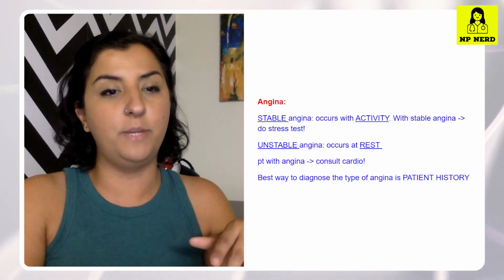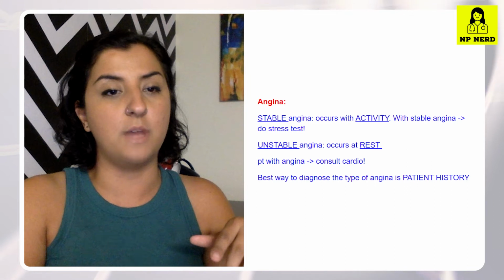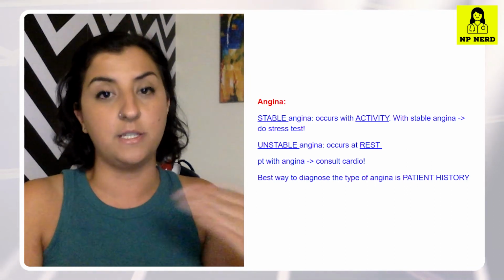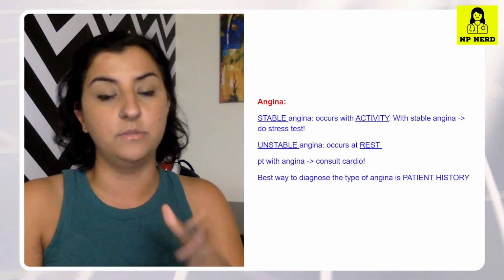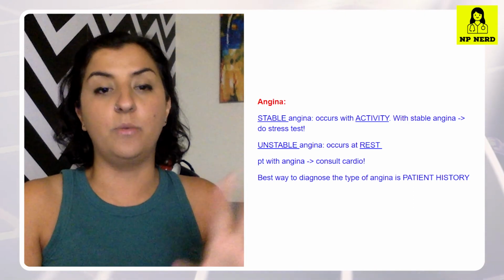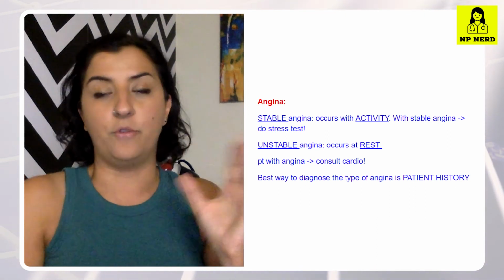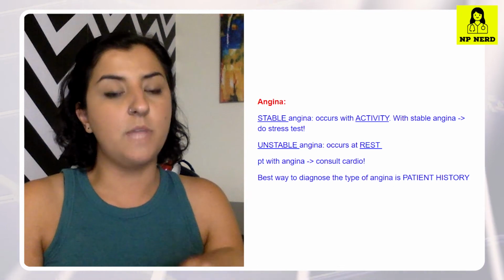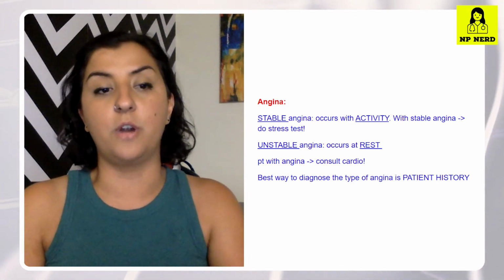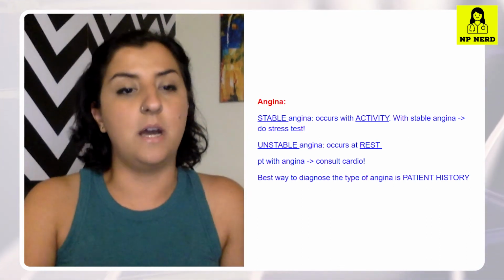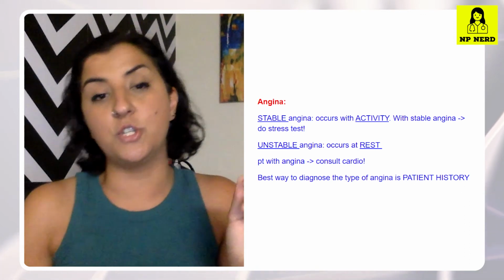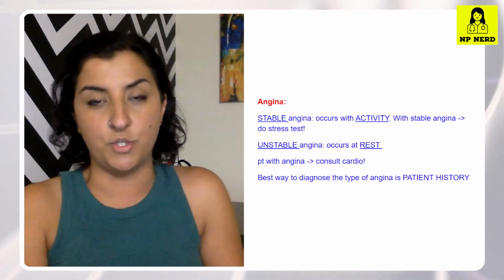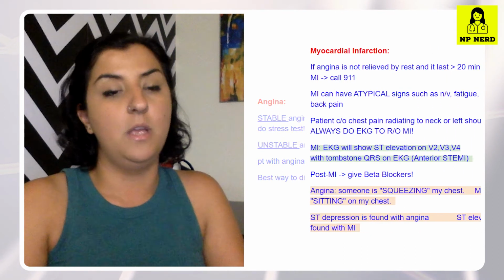And here we have a little bit of notes about angina. Stable angina, it occurs with activity. Okay, that's stable. If it's unstable angina, it will occur at rest, would come out of nowhere. It's unstable. And that's when you get your consult for cardiology. And the best way to diagnose the type of angina is the patient history. You got to ask these questions. When do you get this angina?